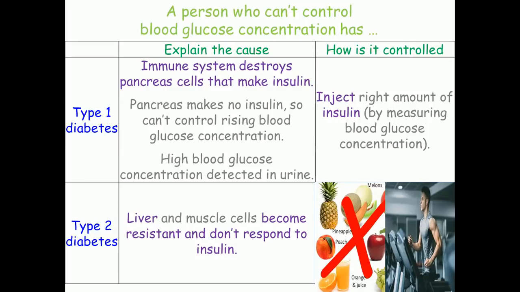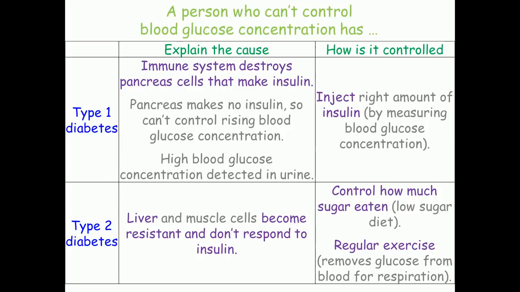So how can you control it? If you do produce insulin but your target organs don't respond, therefore you have to be careful about how much glucose you consume. So you control how much sugar you eat by making sure you have a low sugar diet, which means that your blood glucose concentration never increases too high. And the other thing you could do is exercise regularly, because this will remove the glucose from the blood, because you'll be using the glucose to release energy by respiration when you're exercising. So those are two different methods of controlling diabetes.